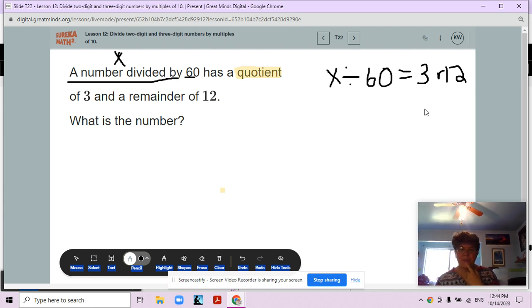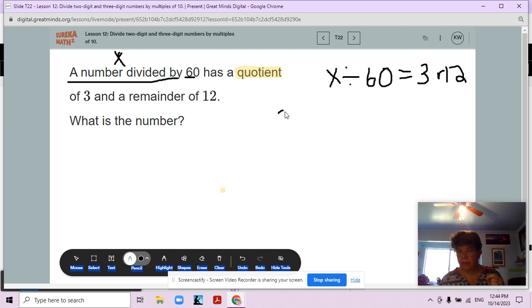Okay, so think about that for a few minutes. How can you figure out what x is, or it could be a question mark, or any letter there could represent our unknown. How can we figure out what it would be? Think about the expression that we were writing to check our work on the last problem. Think about how multiplication and division are opposites, right?